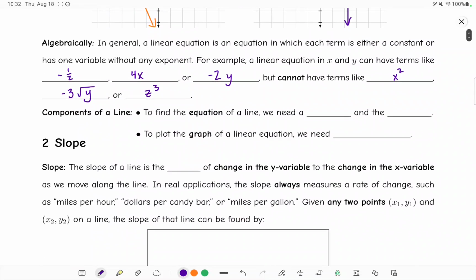Components of a line. To find the equation of a line, we need a point and the slope. To plot the graph of a linear equation, we need 2 points.